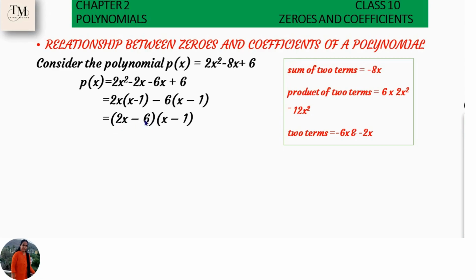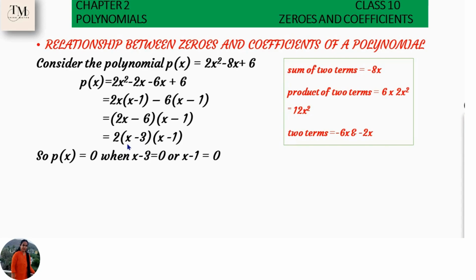In the second bracket, 2 is common, so 2 can be taken outside. The remaining will be x minus 3. So we get x minus 1 into x minus 3. If p of x is 0, then x minus 3 equals 0 or x minus 1 equals 0. If any one term is 0, we get p of x equal to 0. If x minus 3 is equal to 0, then x is equal to 3. And x minus 1 equal to 0 indicates x is equal to 1. So x equal to 3 and x equal to 1 are the zeros of this polynomial.